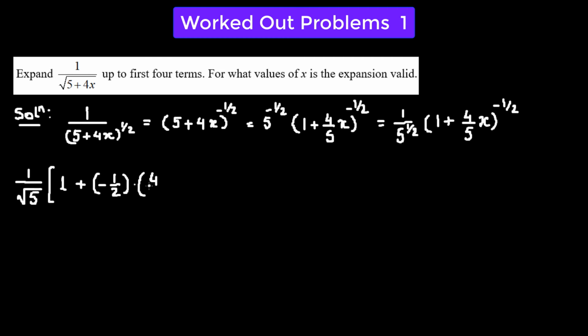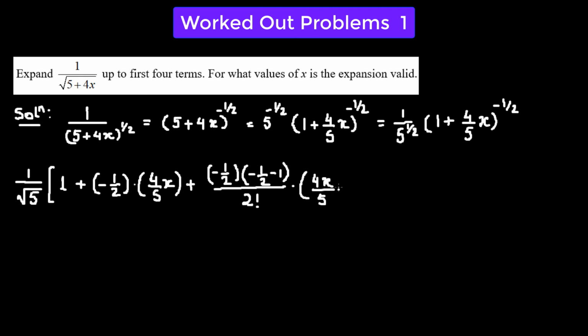So our x is 4 over 5 times x. This is the second term. The third term would be negative half, which will be n times n minus 1 over 2 factorial, whole multiplied to 4x over 5 raised to the power of 2, plus the fourth term.